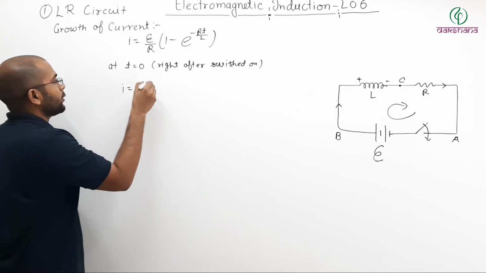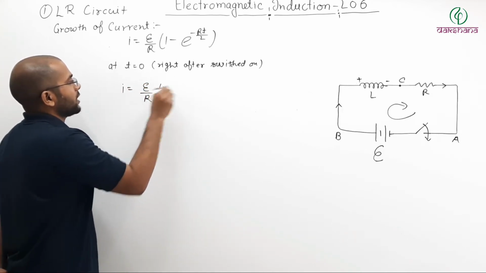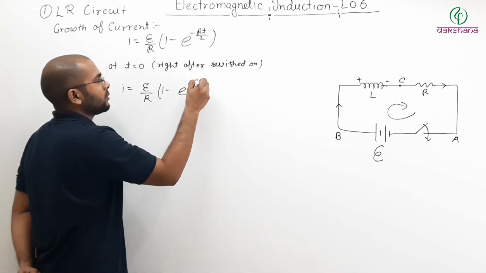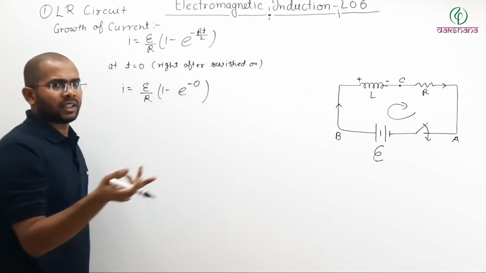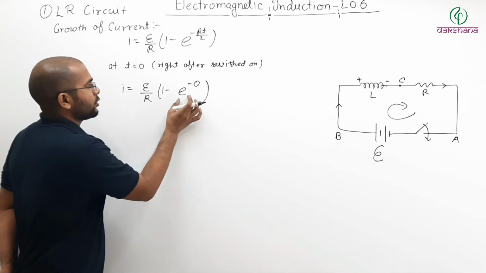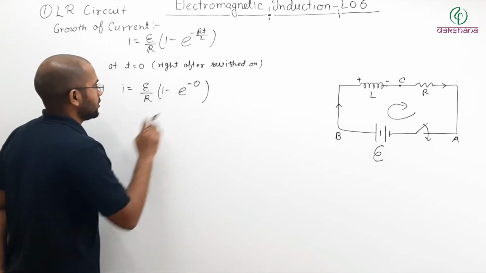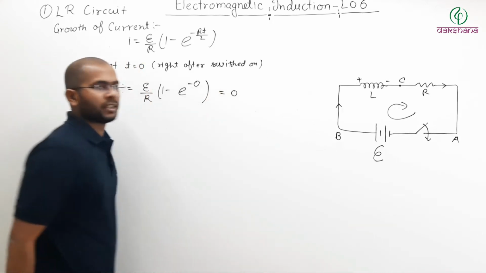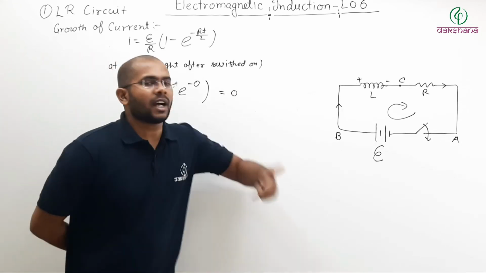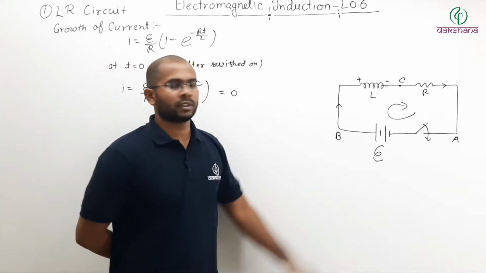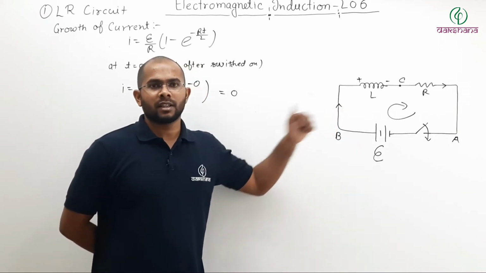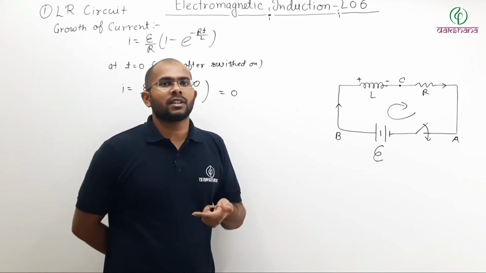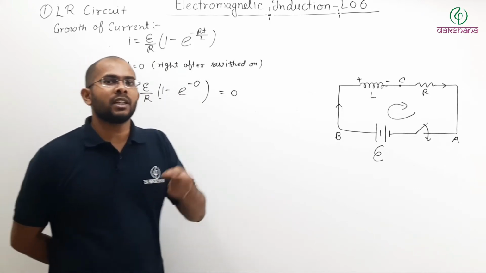So I will be equal to EMF divided by R, 1 minus e to the power minus R times 0 by L. There is no such thing, so e to the power 0 will be 1. So this can also be written as 1 minus 1, which would give me 0 ampere. Meaning, just after the switch is on or the circuit is closed, what should be the current in the circuit? Sometimes they ask, what is the current just after it is switched on? So just after it is switched on, current in the circuit will be 0.